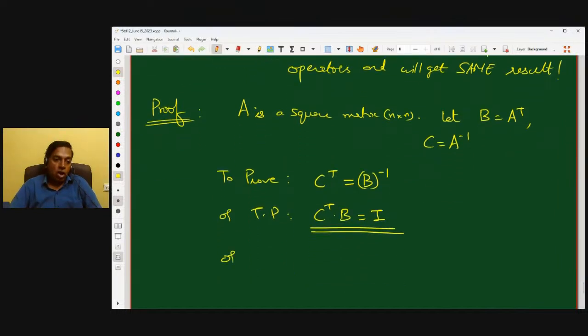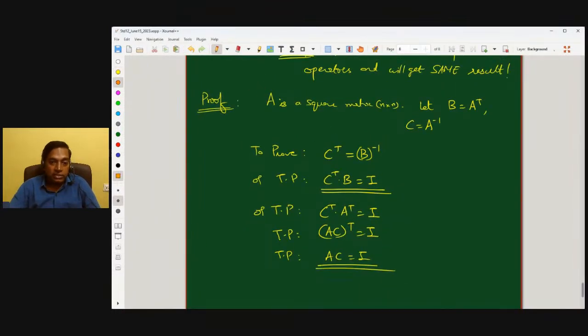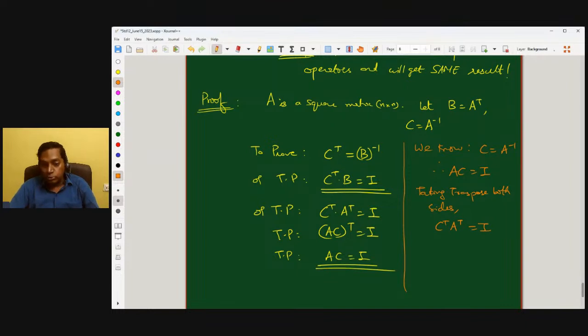Or to prove C transpose A transpose is I. This is AC the whole transpose is I. So we need to prove AC is equal to I, which is true because C is A inverse. Alternatively, you can start from this. We know C is equal to A inverse. Therefore, AC is I. Taking transpose on both sides, you get C transpose A transpose is I because I transpose is I. Now that means C transpose into B is I because A transpose is B.